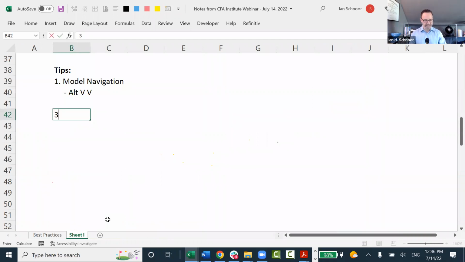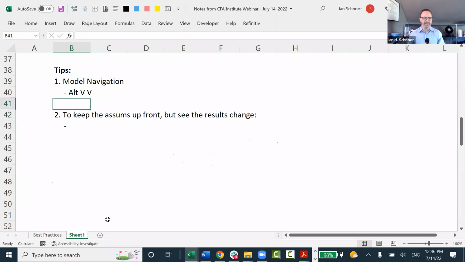This is going to take just a couple of minutes and then we will wrap up and I'll take some questions. I'll turn it back to Richard and we'll take some questions. So to keep the assumptions up front, but see the results change, I'm going to encourage you to use a really powerful feature in Excel. This works, by the way, on all spreadsheets. This is not just for models, but it's really great in financial models. If you want to keep your assumptions up front, but see the changes, use the formula watch window. I'm going to show you how to use the formula watch window feature.